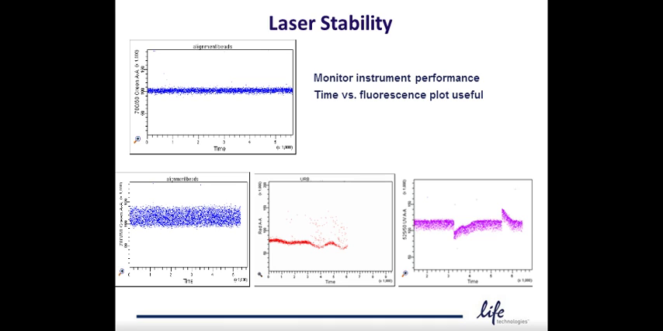The lower left blue plot shows the same parameter, but where the CV is very large. This probably represents an alignment issue. And the red and violet plots are demonstrating laser instability, and there's either a problem with the system or the laser has not warmed up fully.